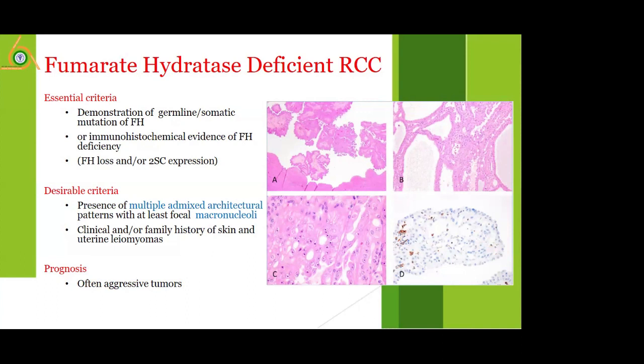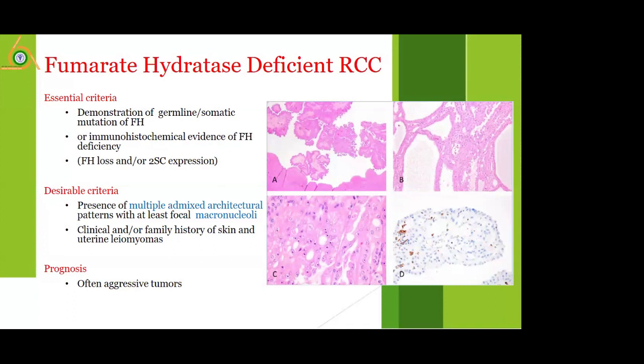The WHO says that you have to have a demonstration of either germline or somatic mutation of FH, or immunohistochemical evidence of FH deficiency in the form of FH loss and 2SC, which is 2-succinylcysteine, expression. Only then should you label any kind of RCC as fumarate hydratase deficient RCC. Okay. So before going for IHC evaluation and molecular testing, what are the morphological hints? How do we pick up this kind of RCC?